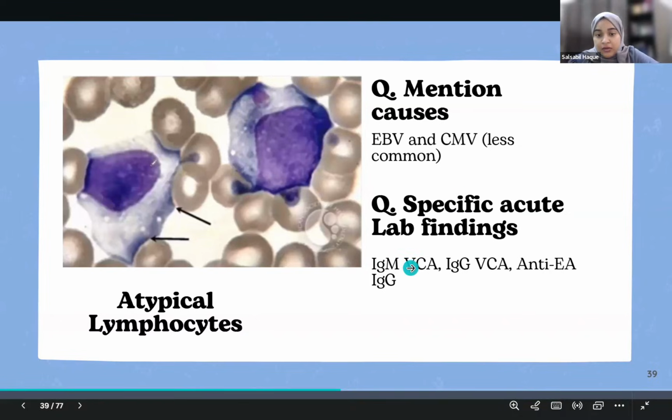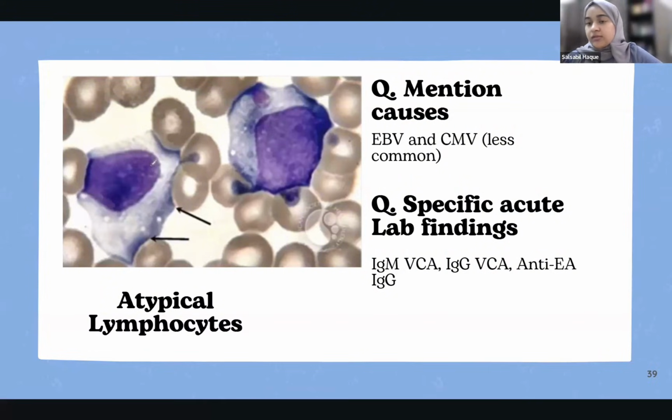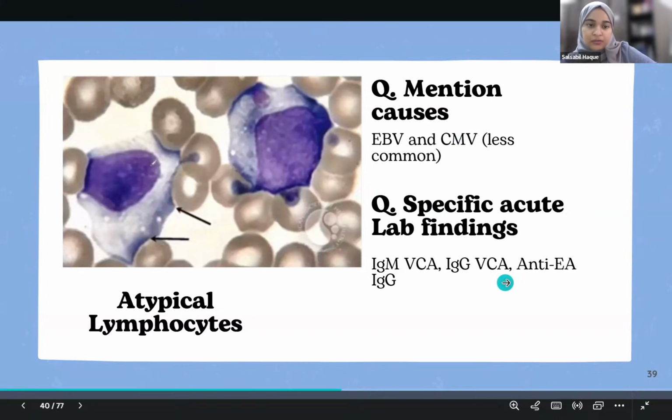They can come as an SAQ. If they mention chronic, that's when you mention EBNA. I forgot the full form, but it's EBNA1 IgG. That shows up after 4 weeks and remains chronically. So acute is going to be IgM VCA, IgG VCA, and anti-EA IgG. So this is infectious mononucleosis seen with atypical lymphocytes.